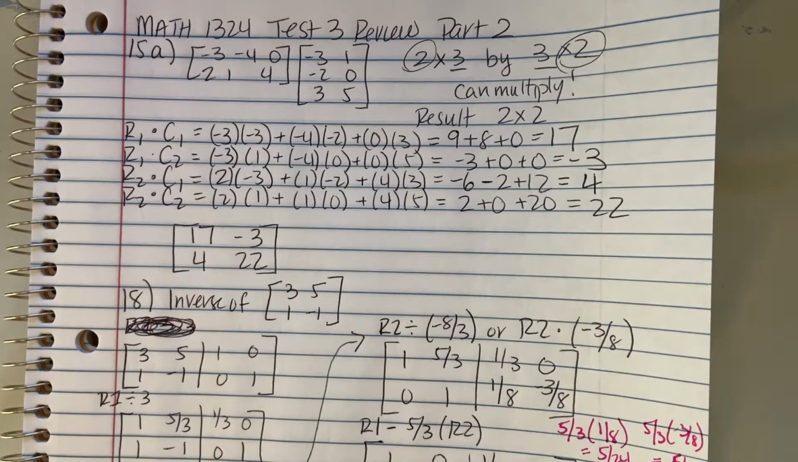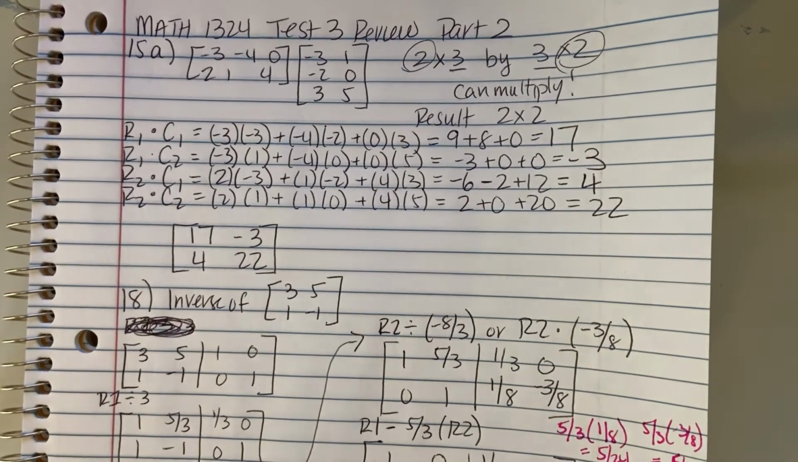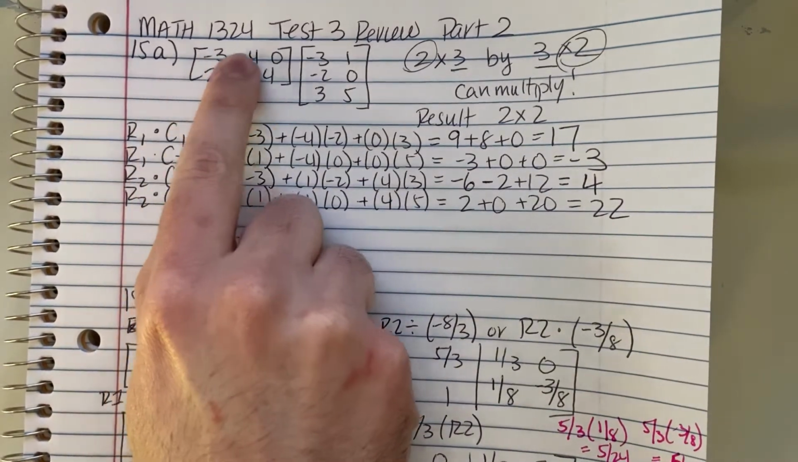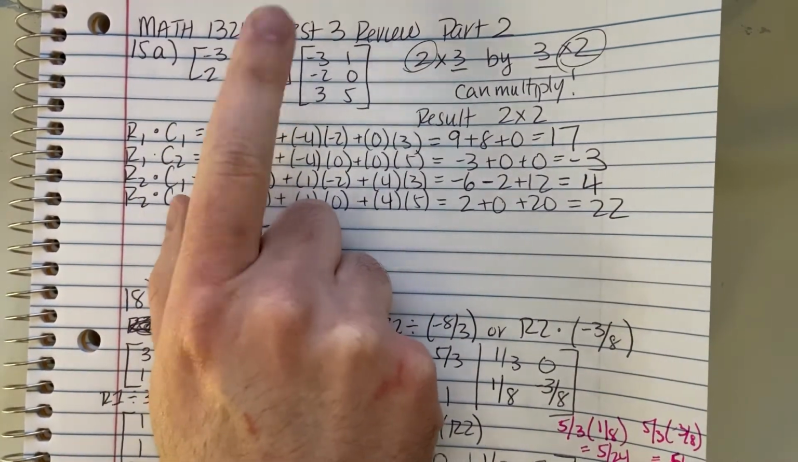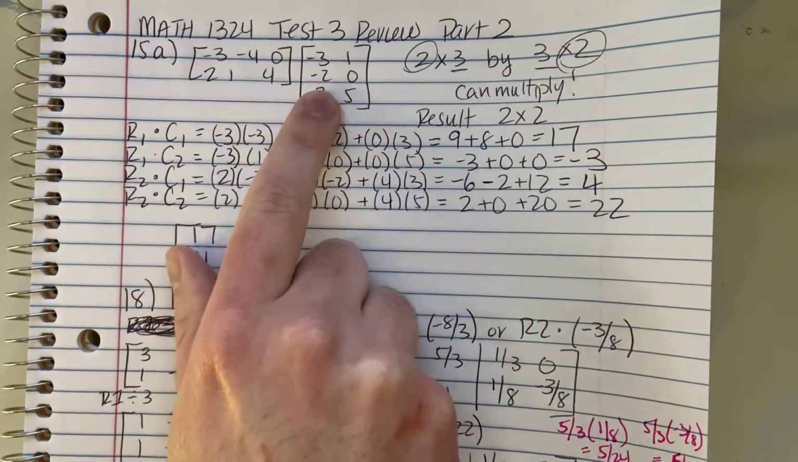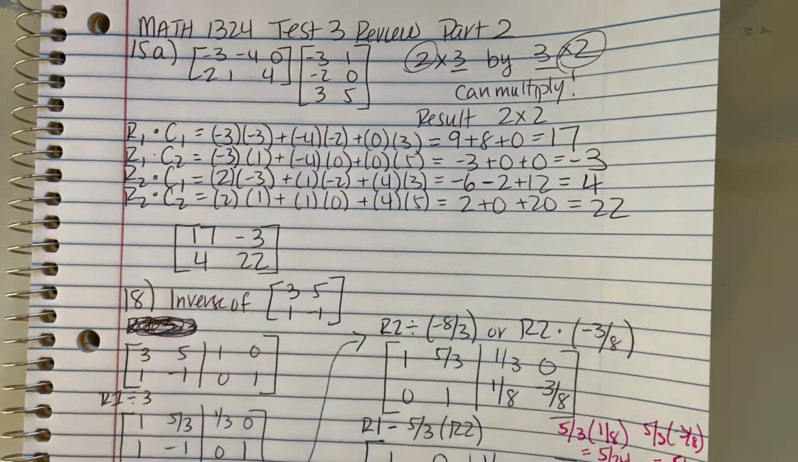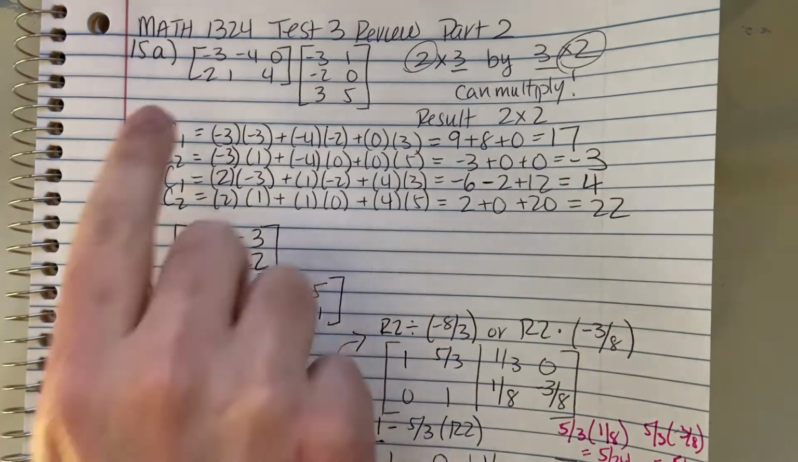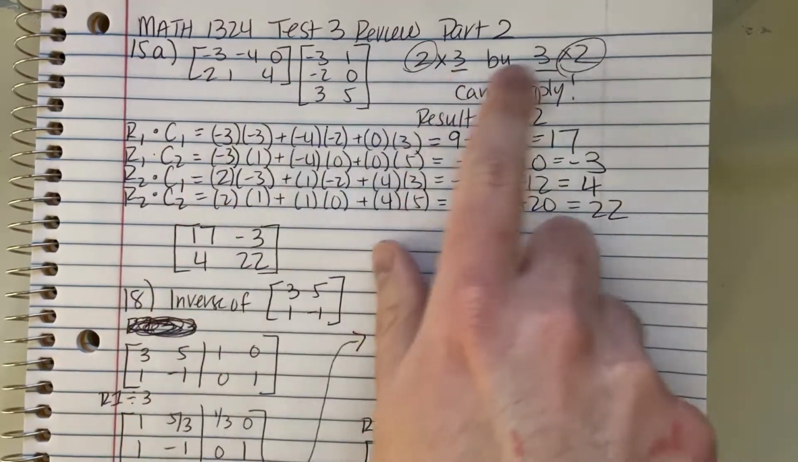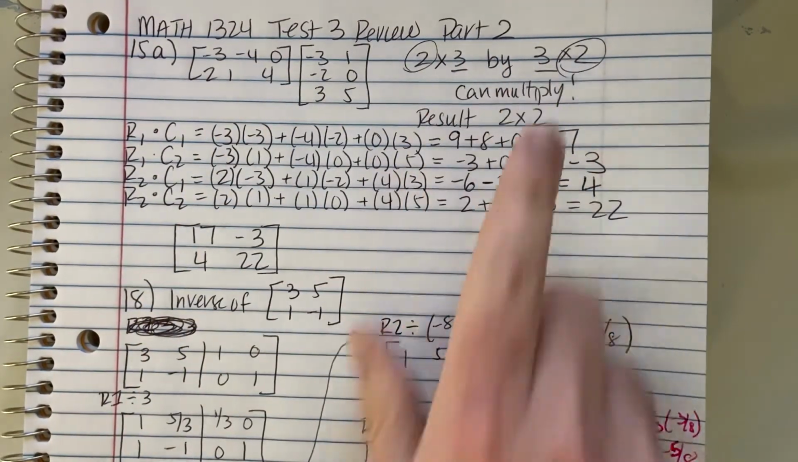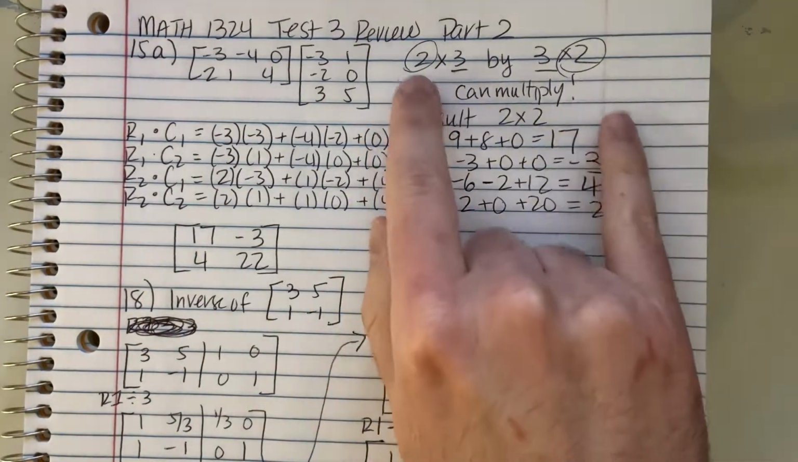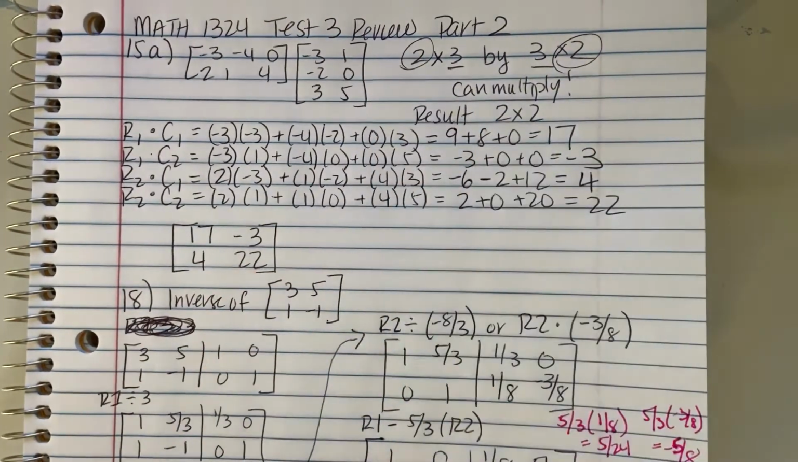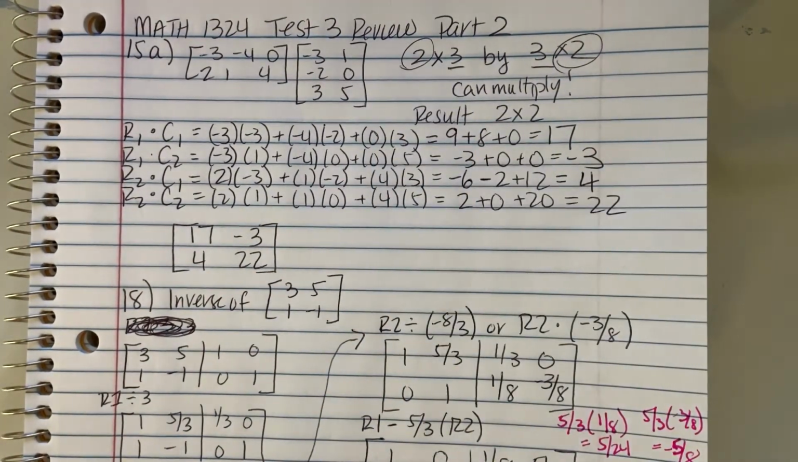So to multiply two matrices, remember you have to check that the number of terms in a row of your first matrix is the same as the number of terms in the columns of your second matrix. So since this is a 2 by 3 and a 3 by 2, as long as the internal numbers match, you can multiply, and your answer will be the outside numbers. So these two you can multiply.